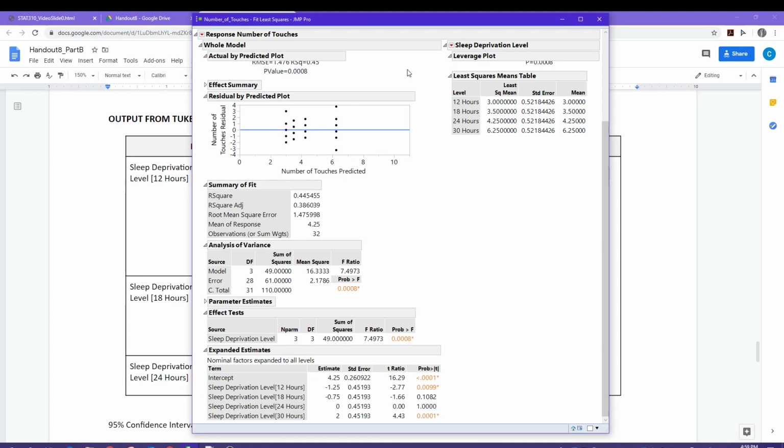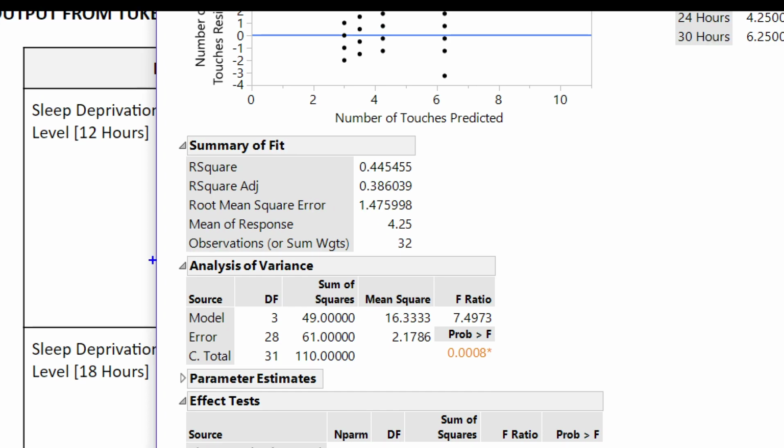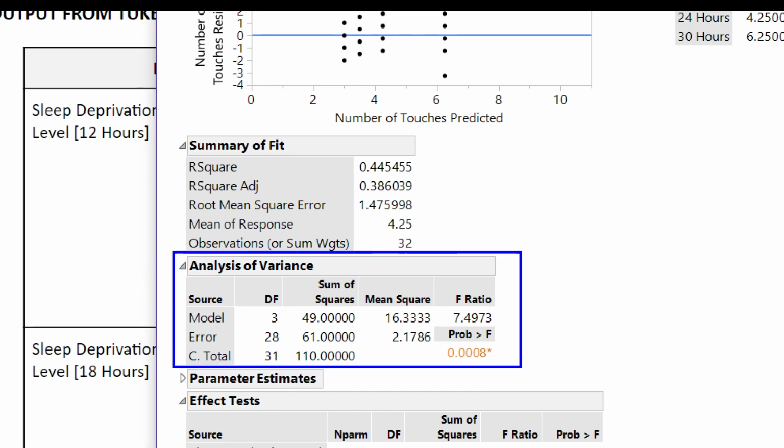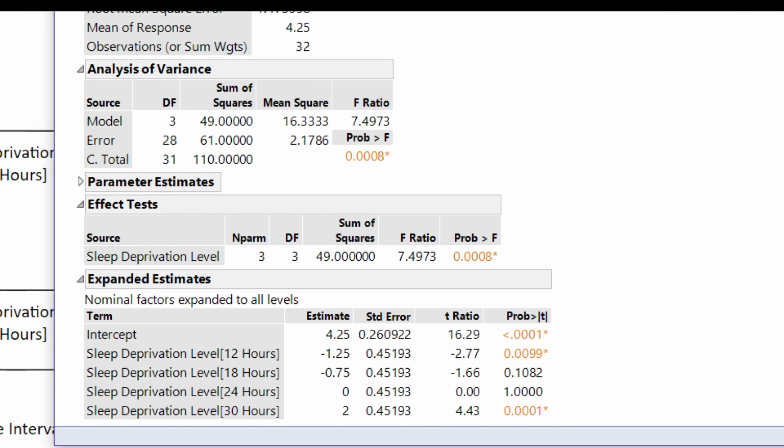Take the zoom off here. So down here I have my analysis of variance with that overall p-value here. And then down below here at the bottom, I have those expanded estimates with the p-values that we talked about before.